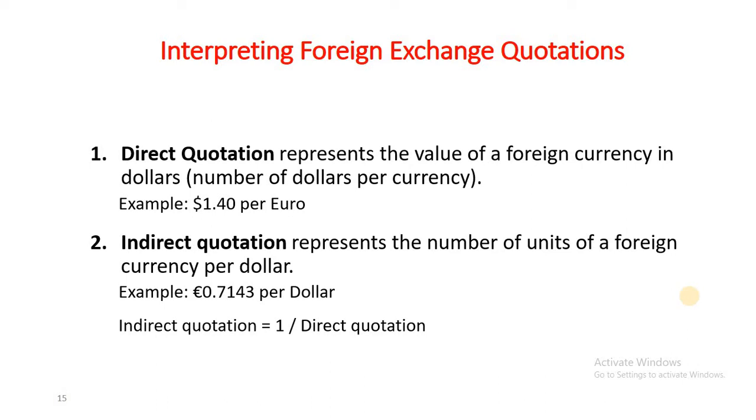We can find the indirect quotation with this formula. As per this formula, indirect quotation is equal to 1 divided by direct quotation. So in the direct quotation example, 1 euro is equal to $1.40. If we divide 1 by direct quotation, that means 1 divided by 1.40, we'll find the indirect quotation of euro, which is euro 0.7143.